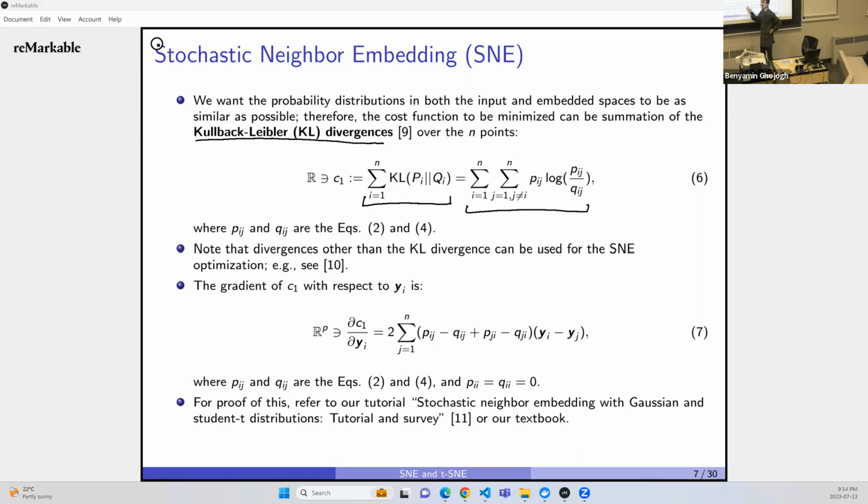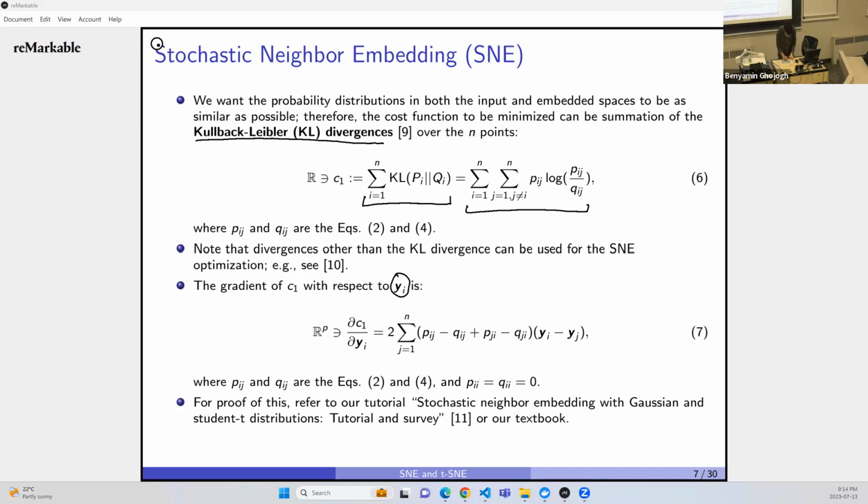Take the derivative, set it to 0. If you find a closed form solution, done. If not, what do you do? Iteratively, for example, using gradient descent, or Newton's method. They use, I think, gradient descent, yes. This is the gradient of this cost with respect to yi. The optimization variable is yi for all i from 1 to n.